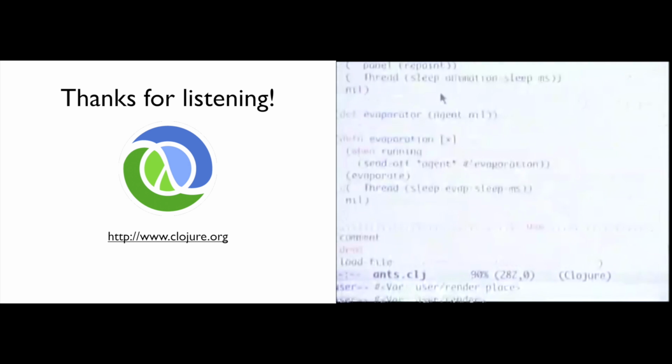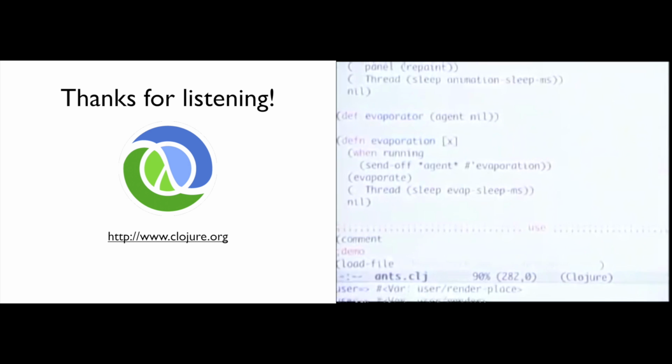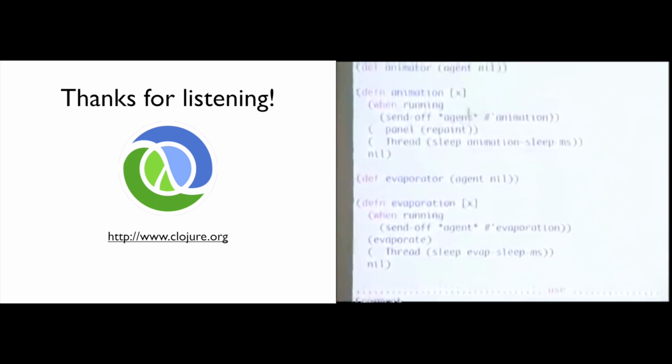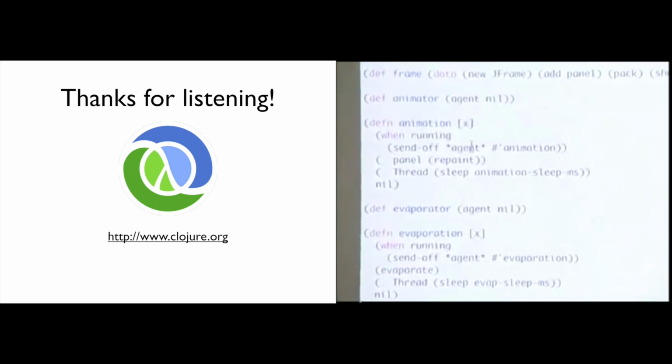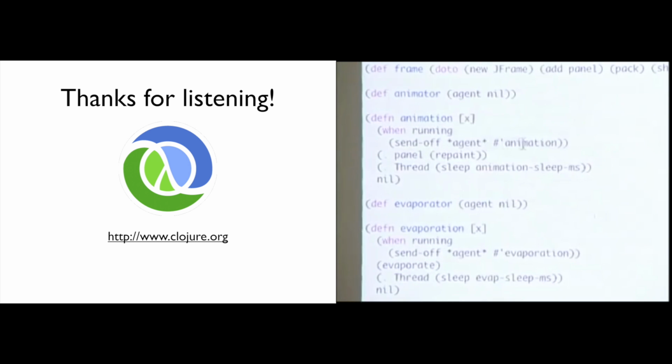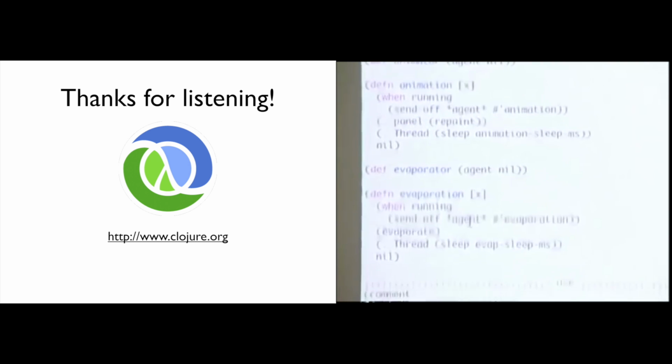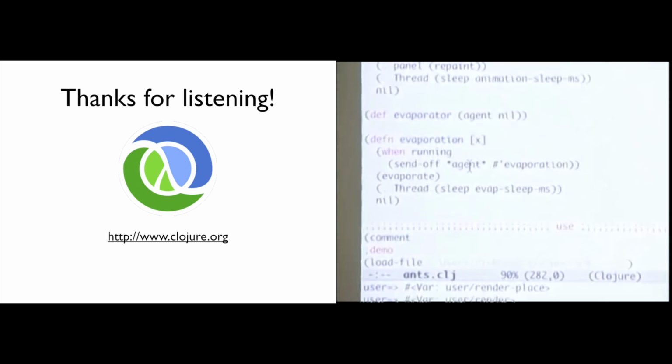Similarly, if we now look at the parts of these other functions we weren't supposed to look at, the animation thing does the same thing. Send the agent that's currently executing animation again. And the evaporator does the same thing. So these guys are going to be in infinite loops, broken by running. Okay, so far? Yeah.